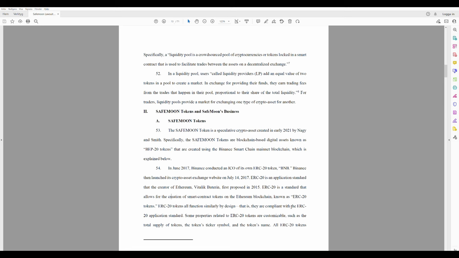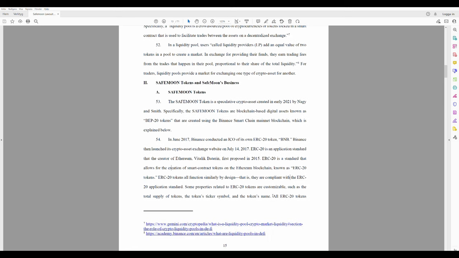In June 2017, Binance conducted an ICO of its own ERC20 token, BNB. Binance then launched its crypto asset exchange website on July 14, 2017. ERC20 is an application standard that the creator of Ethereum, Vitalik Buterin, first proposed in 2015. ERC20 is a standard that allows for the creation of smart contract tokens on the Ethereum blockchain, known as ERC20 tokens. ERC20 tokens all function similarly by design. That is, they are compliant with the ERC20 application standard.